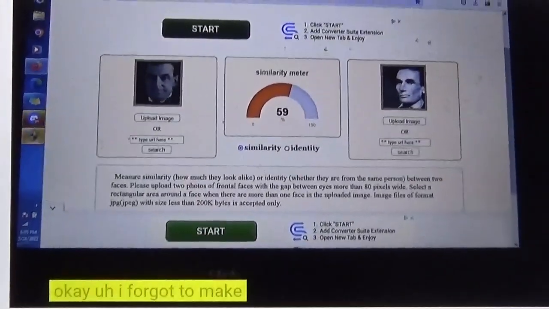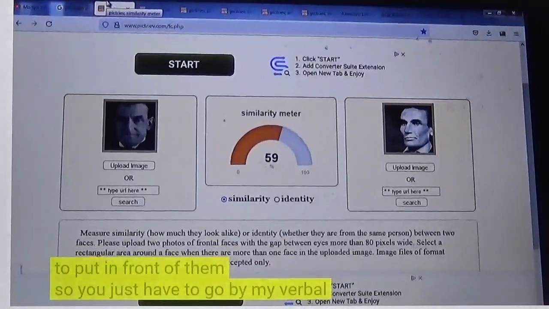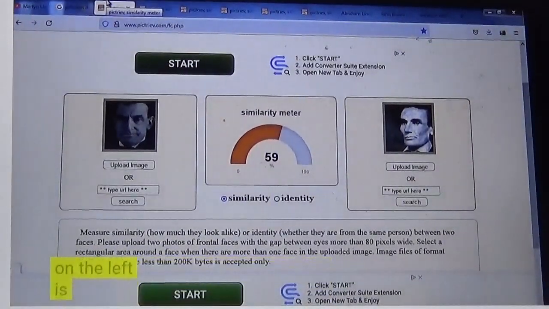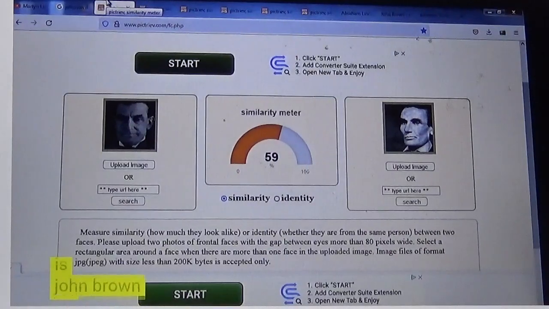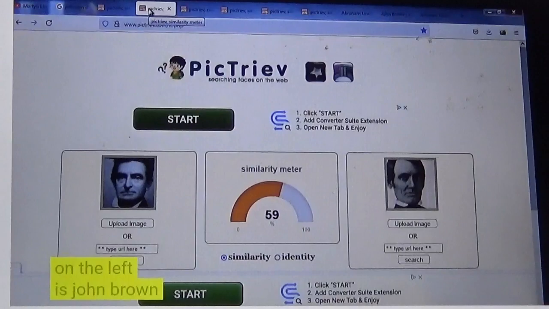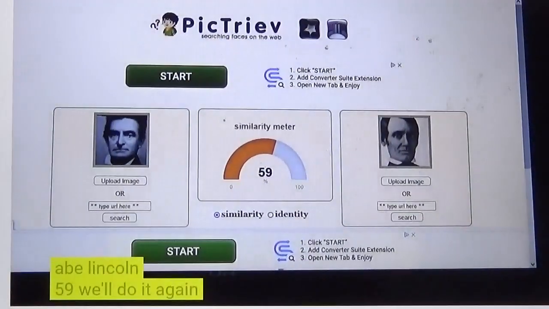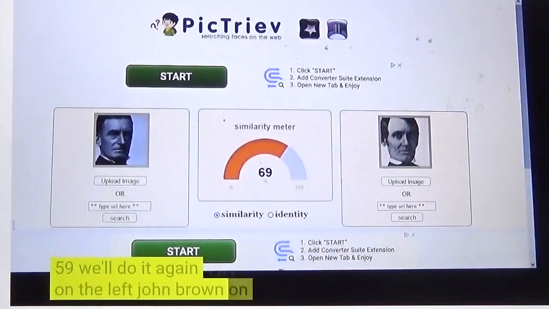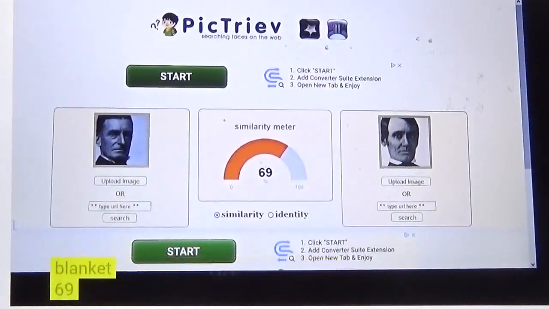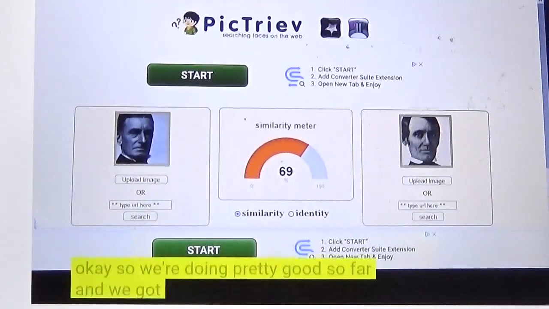Okay, I forgot to make up cards to put in front of them, so you just have to go by my verbal. On the left is John Brown. On the right is Abraham Lincoln. 59%. Now we'll do it again. On the left is John Brown. On the right, Abe Lincoln. 59%. We'll do it again. On the left, John Brown. On the right, Abe Lincoln. 69%. Okay, so we're doing pretty good so far, and we got to keep on going here.